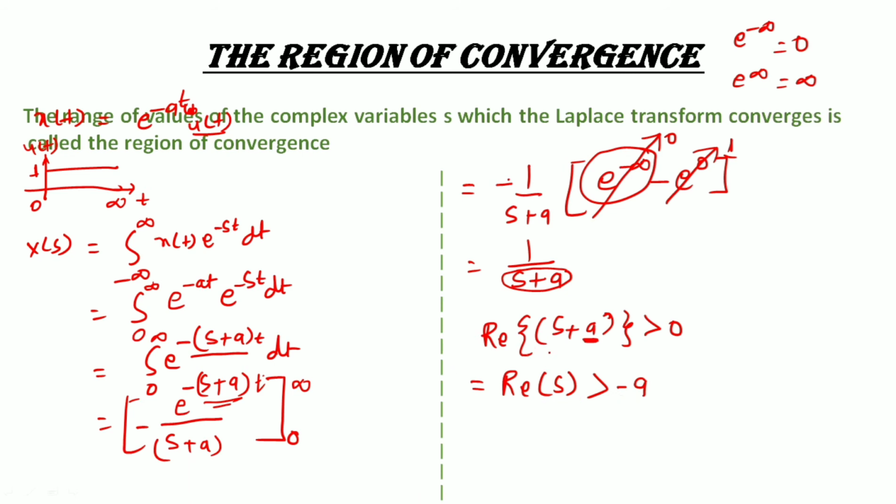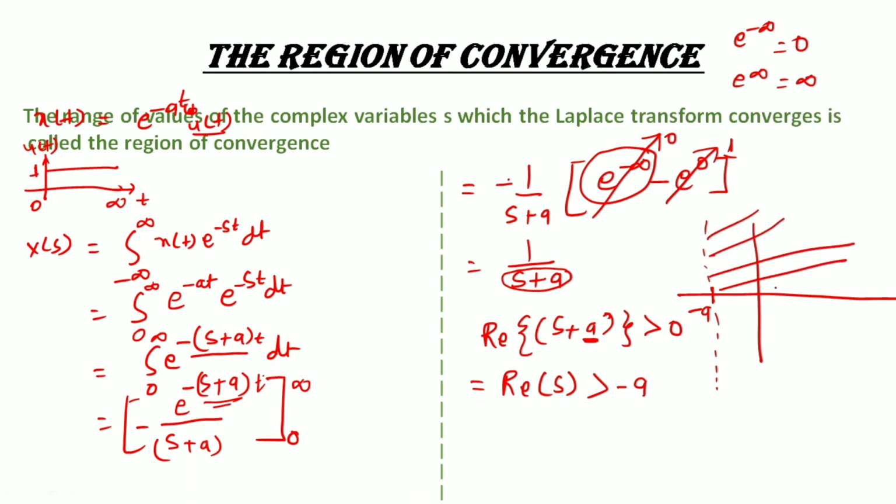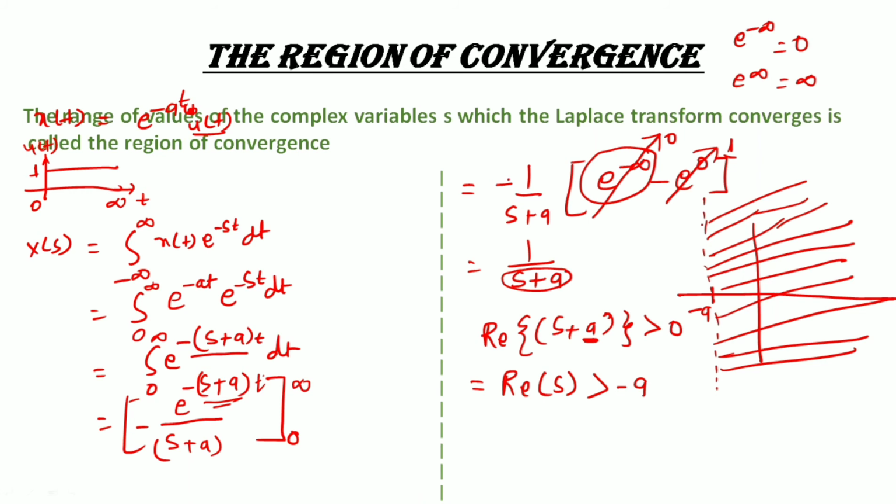Now when we are going to plot it, it will appear like this, where minus a is here, and since it is greater than minus a, that means we will plot this whole part like this. Got it? So simple.